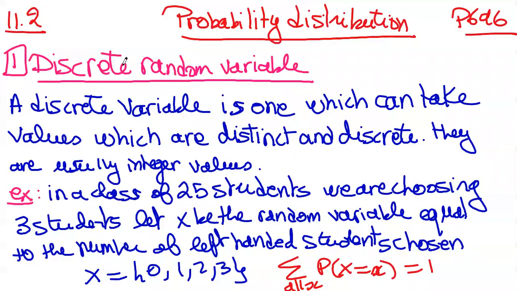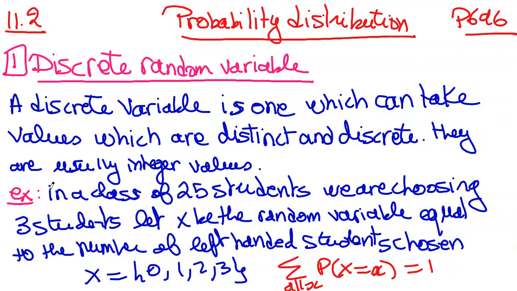We are in lesson 11.2, probability distribution. First part, discrete random variable. So a discrete variable is one which can take values which are distinct and discrete. They are usually integer values. To understand what I'm saying here, guys, I will give you an example.